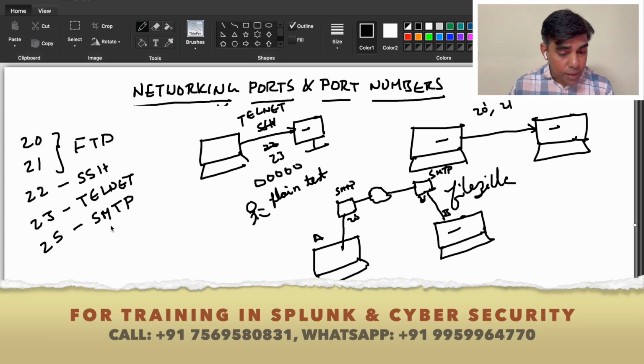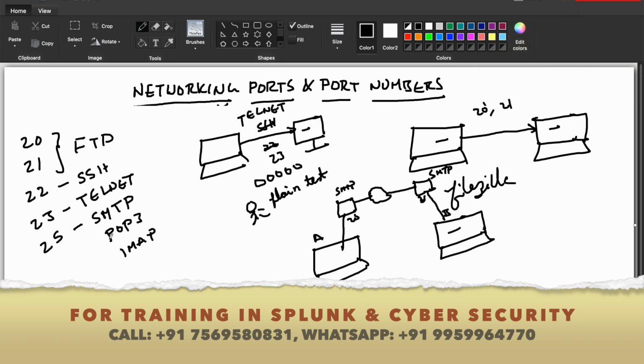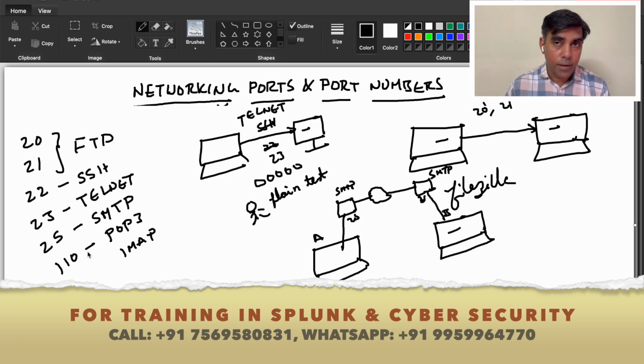And for the same mail, if we do have other services as well, just like POP3 and IMAP. What is that? POP3 and IMAP. So POP3 uses 110 as the port number, and IMAP uses 143 as the port number. So what are these POP3 and IMAP actually?